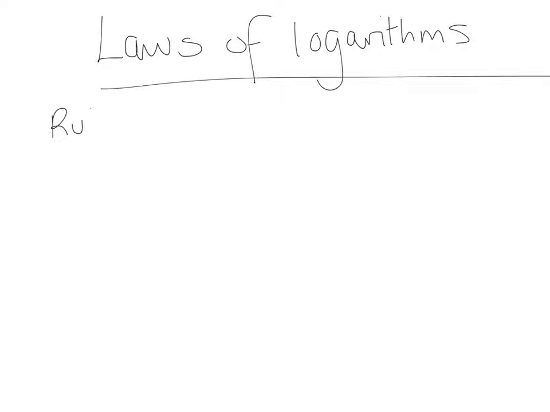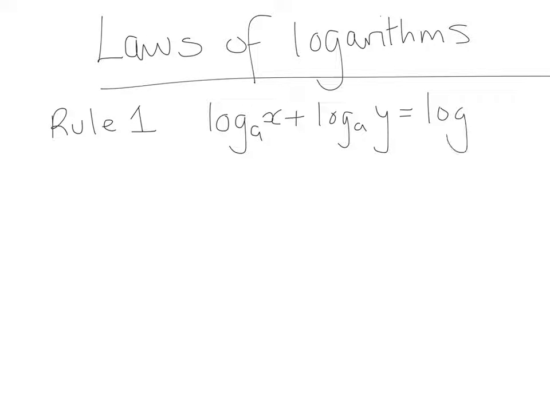Rule number 1. Log to the base a of x plus log to the base a of y is equal to log to the base a of x times y. So when we're adding 2 logs together, basically we multiply the powers. So we multiply the x and the y, the power parts together. This is only true though if the bases are the same. So you'll see that both bases are a on the left hand side and the base is also a on the right hand side.